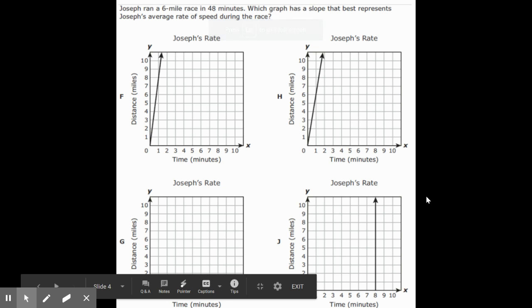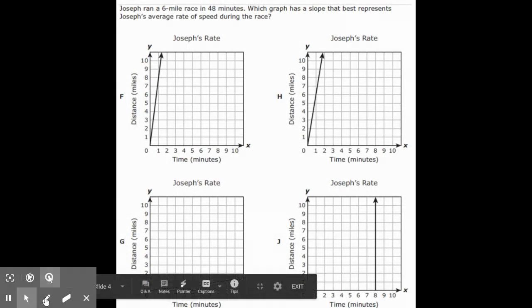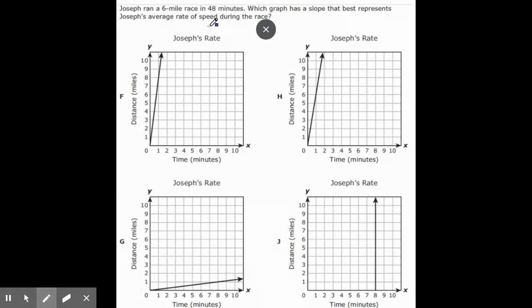Guys, let's go ahead and look at an example of how we can compare the slope of a graph and a unit rate. So our question says Joseph ran a 6-mile race in 48 minutes. Which graph has a slope that best represents Joseph's average rate of speed during the race? All right, so we want to see which one of these graphs has a slope that is equal to Joseph's average rate of speed. So our answer choices, we have 4 graphs.